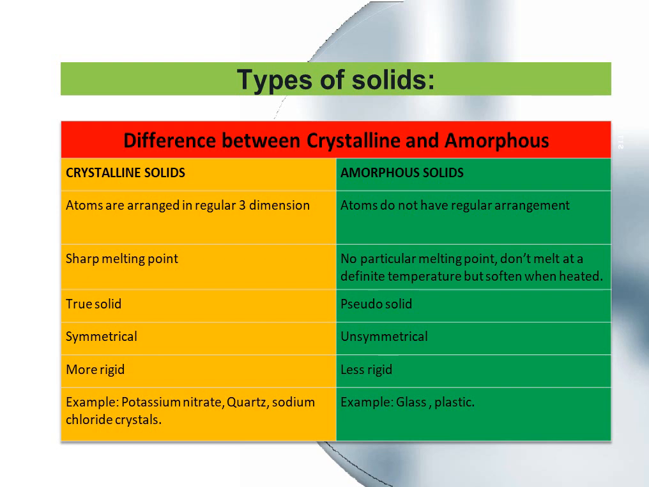Examples of crystalline solids are potassium nitrate, quartz, sodium chloride crystals, etc. Examples of amorphous solids are brass, plastic, etc. Keep in mind, quartz and glass are types of silicon dioxide. Quartz is the crystalline form of silicon dioxide, while glass is an amorphous form of silicon dioxide, SiO2.